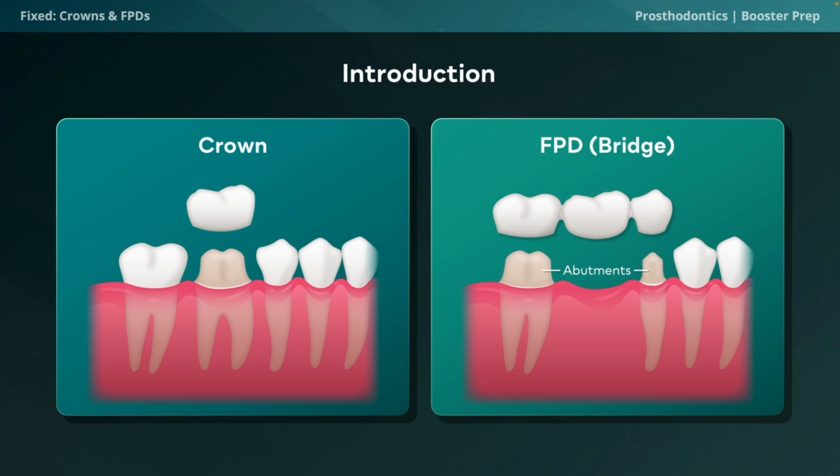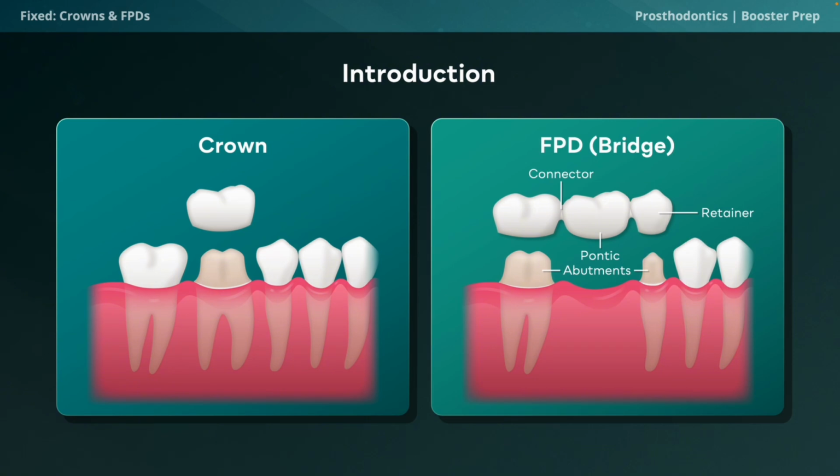There are several components to an FPD that we should be aware of. The abutment teeth are obvious, but we also have the retainers, followed by the Pontic, and the connectors as well. The retainer is the portion of the FPD that sits on top of an abutment tooth, the tooth we've prepped. The Pontic is the portion of the FPD that fills the edentulous space, and finally the connector is the portion of the FPD that connects the retainer to the Pontic.